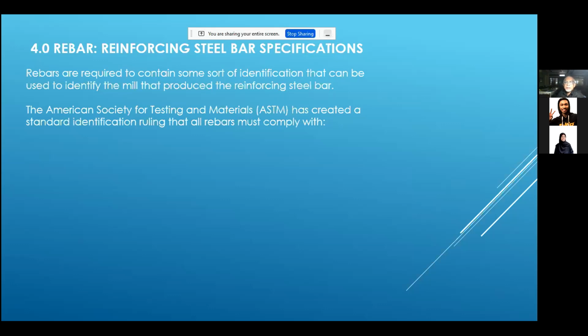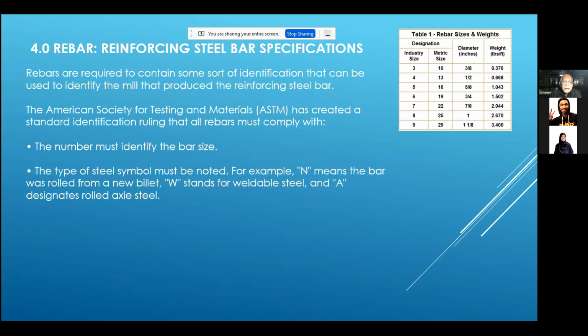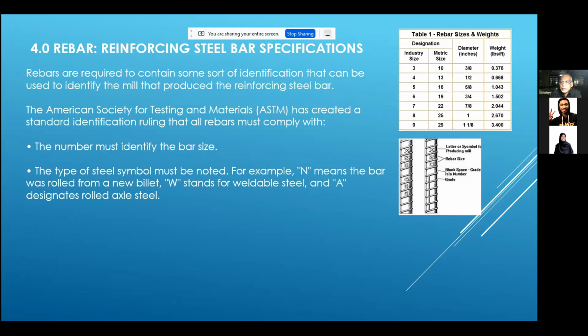Okay, of course, there are some specifications to control the quality of this material. This is based on the American Society for Testing and Materials, who created this specification. The number must be identified on the bar. This is the size actually. The type of steel symbol must be noted. For example, N means for the bar roll, and W stands for weldable steel, that means the steel can be welded. A stands for roll axle steel. This is the kind of symbol they have there.